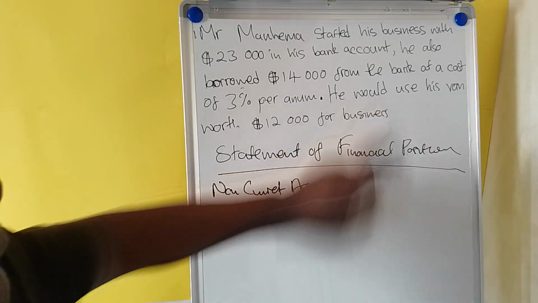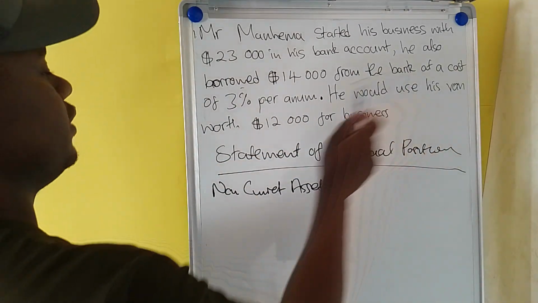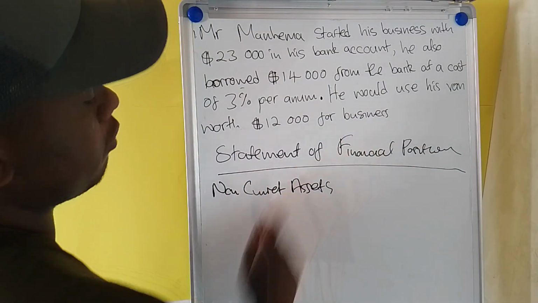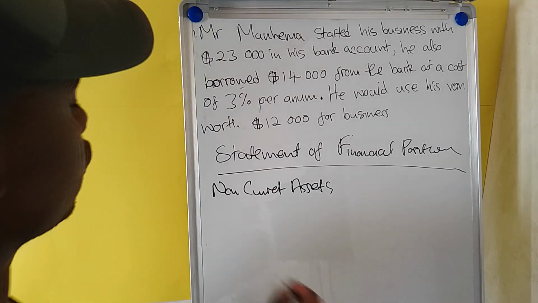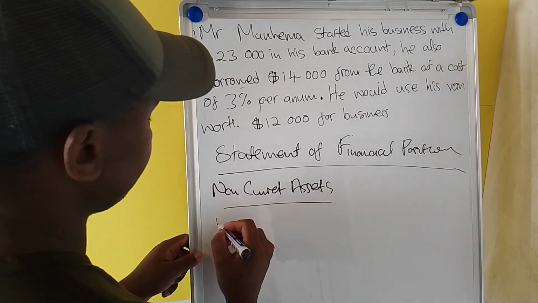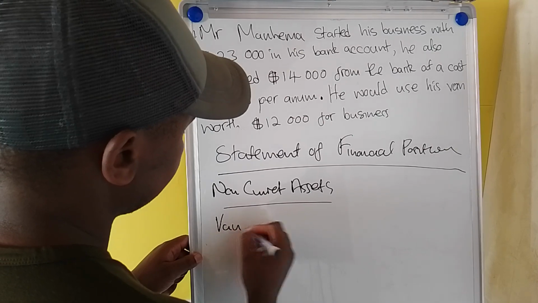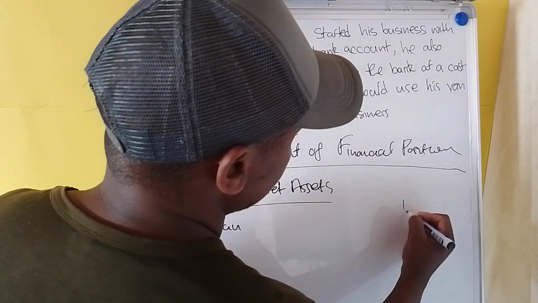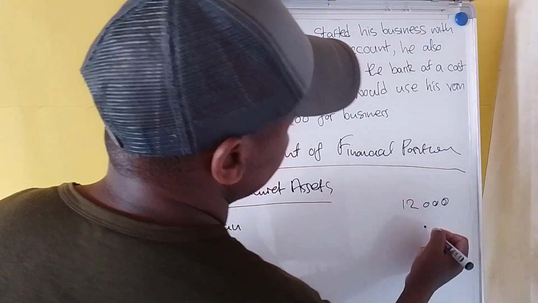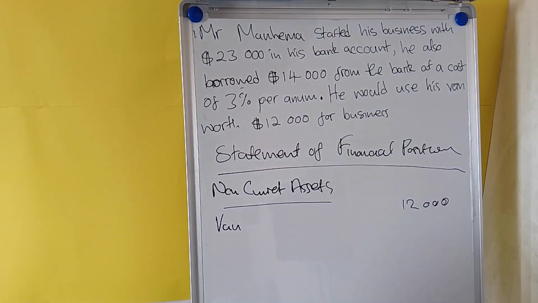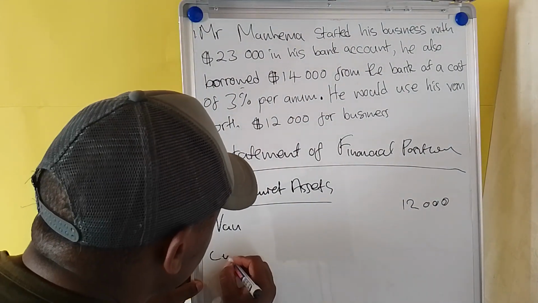Now let's look at the third statement. He would use his van worth 12,000 for business. So the non-current assets will come to be motor van, 12,000. Now let's look at current assets.